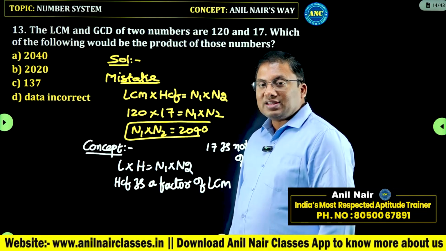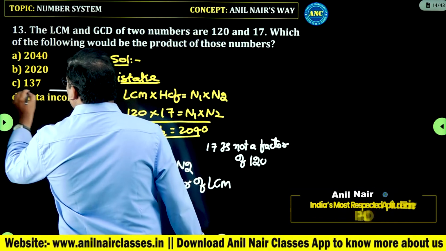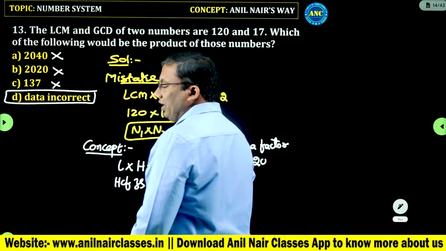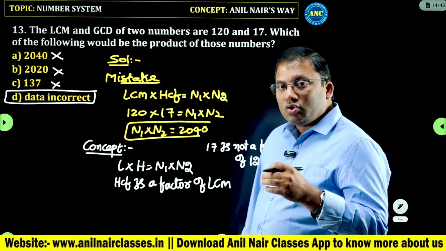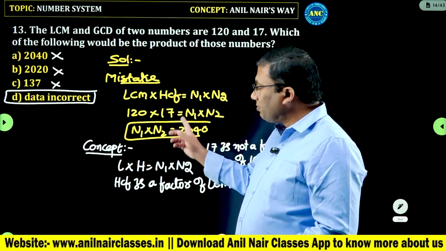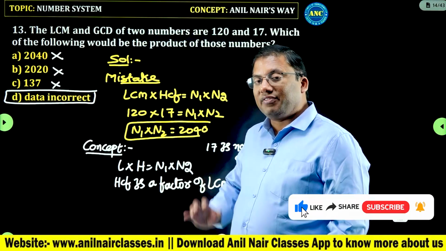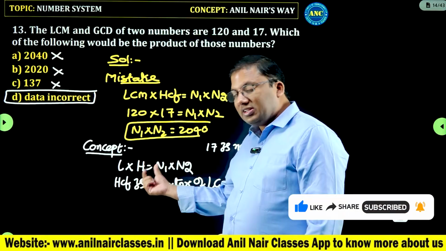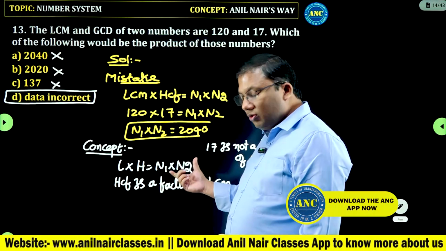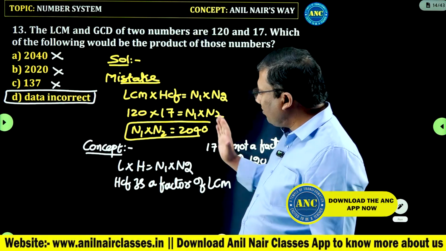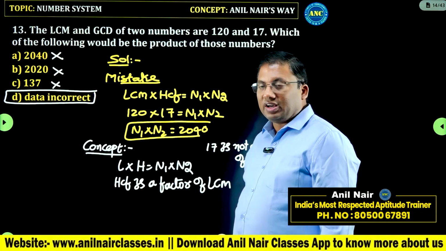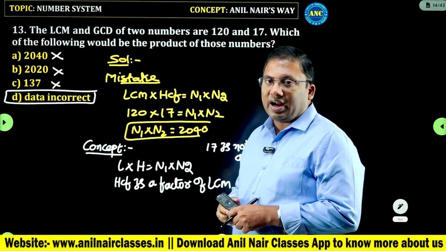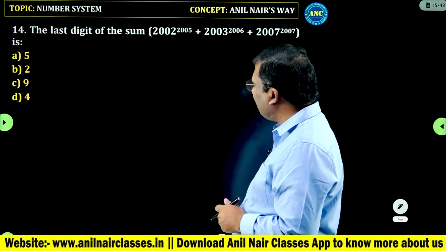That means the answer for this question is data incorrect. 2040 is an incorrect answer. That is the reason you should not learn concepts midway. LCM into HCF is the product of two numbers only when HCF is a factor of LCM. 17 is not a factor of 120. That means there is an inconsistency in the question. The answer for this question is data incorrect. I hope the idea is clear.